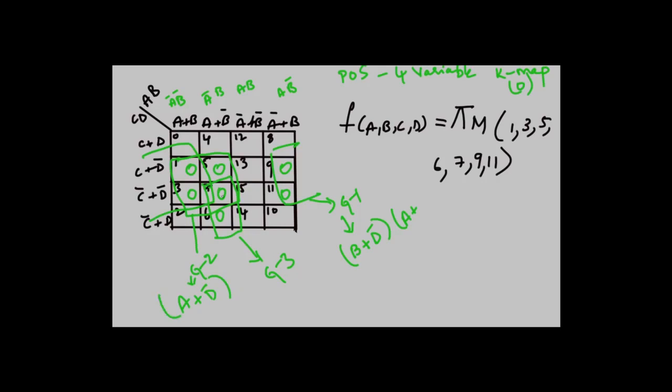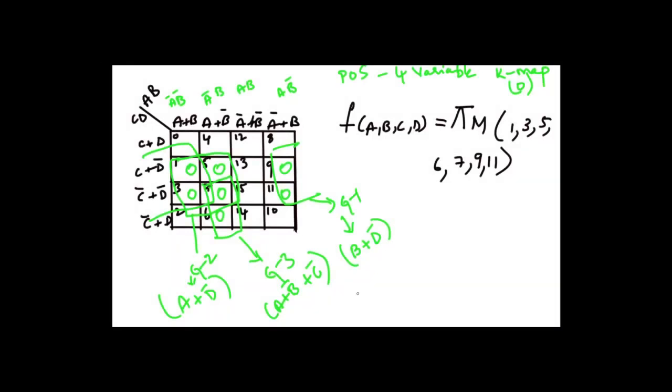That means these are both zeros. So from here, the common term is A plus B bar. This is a 4 variable K-map using POS. So this is a question, and before going to the question, we'll see this K-map first.